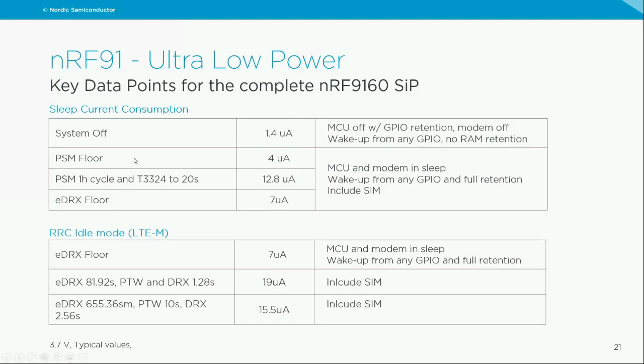The PSM floor current when you are in PSM sleep is 4 microamp, giving you an average power consumption with a 1 hour cycle on PSM and an active timer of 20 seconds of only 12.5 microamp. This includes also the SIM card, because our device by default will turn off the SIM when it can in order to save power. It will not leave the SIM on.